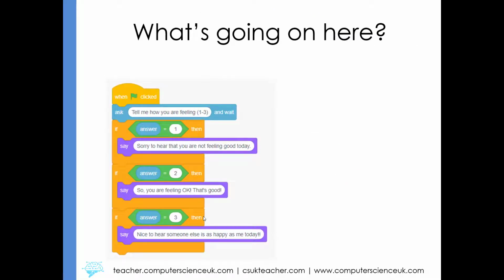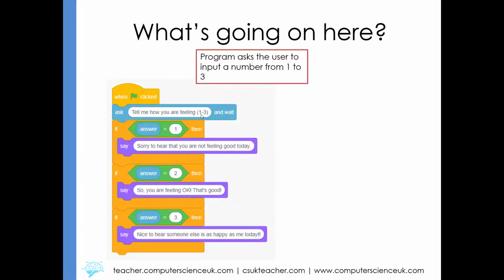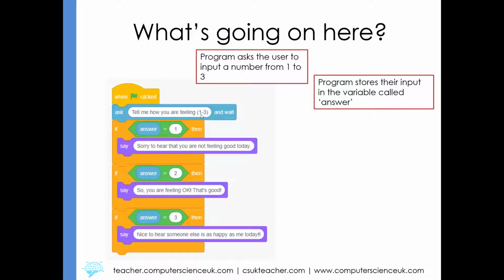So here's an example program in Scratch, and what it's doing is it's asking the user to enter how they're feeling and suggesting that they give a number from 1 to 3. Whatever they enter is going to be stored in the variable called answer, which is always attached to an ask script. And then we've got these if statements.